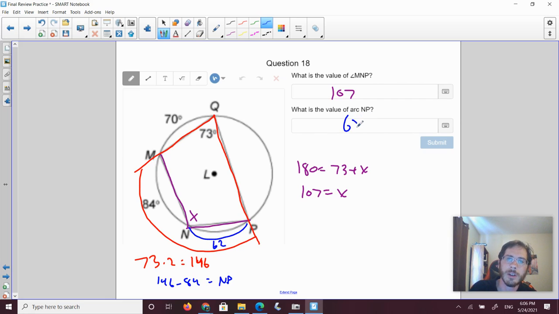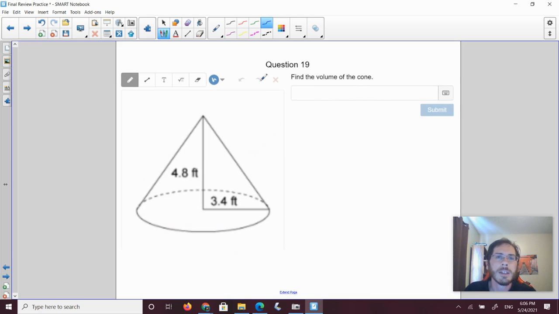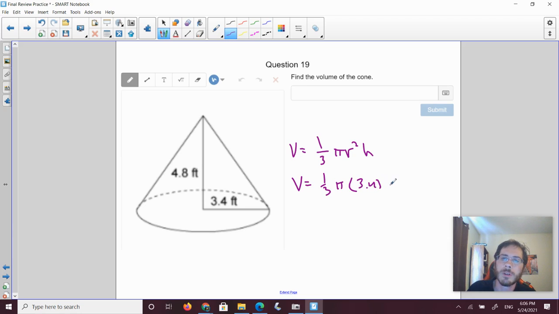And that's our value for arc NP. So we get 62. So there we go. Next up, volume of a cone. The volume of a cone formula is 1/3 pi r squared h. So 1/3 pi, the radius is 3.4, the height is 4.8.